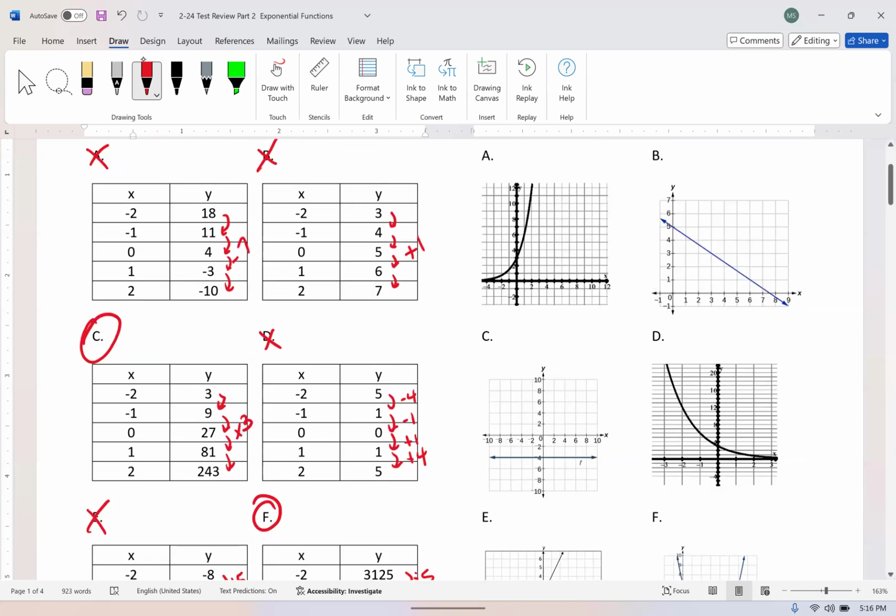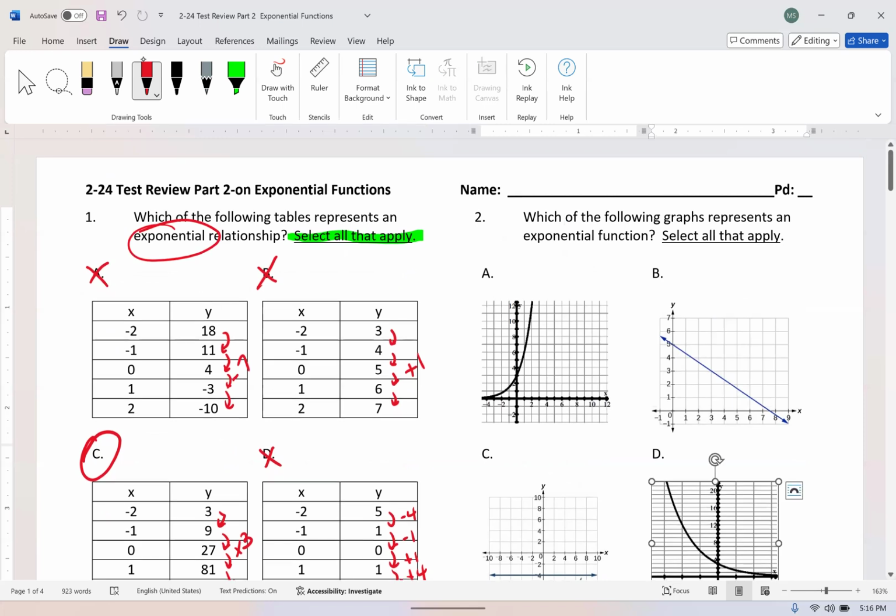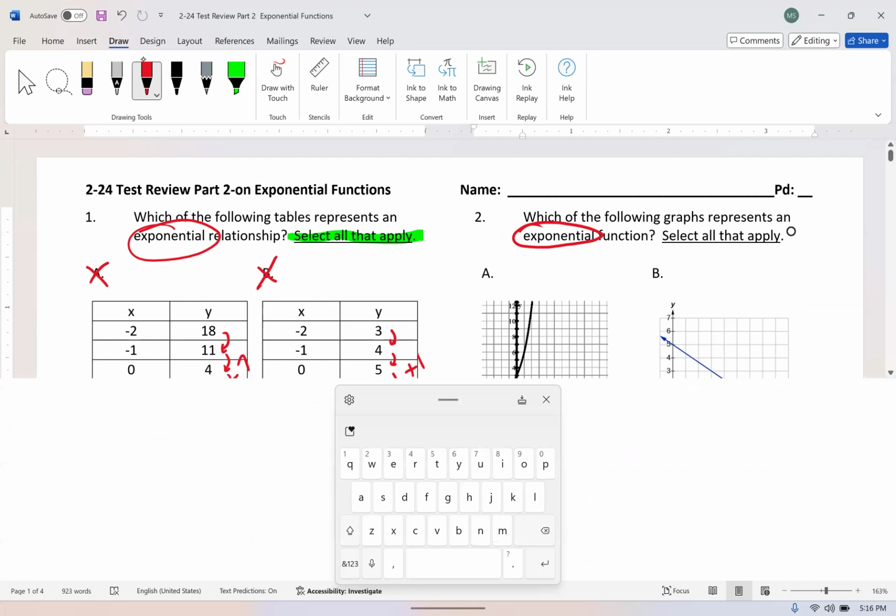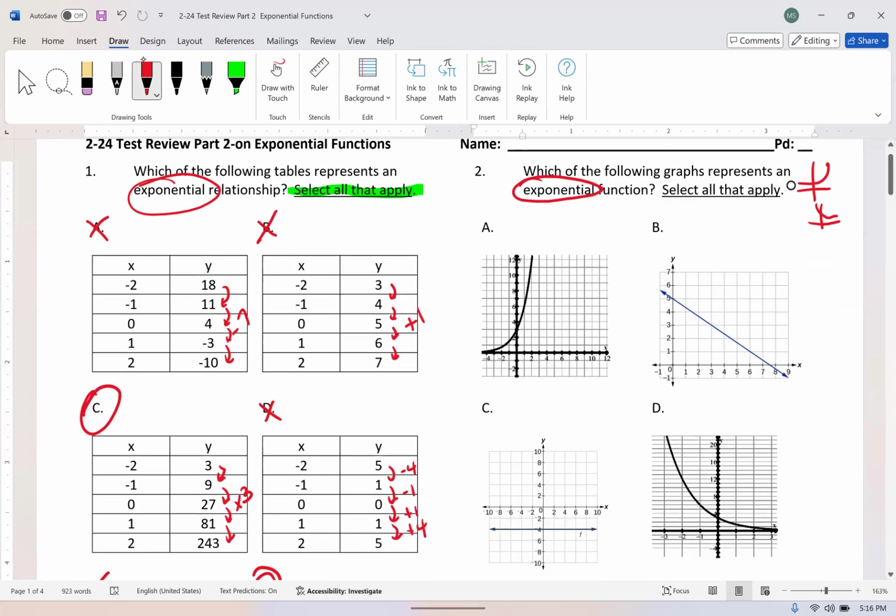All right, let's look at now number two. Again, we are looking for which graph is an exponential function. Now, an exponential function graph is either going to look like something like this, or it could go down like this. Okay, so it's a curve like that, but it's either going up or it's going down. So let's look at the first one. Clearly, that matches the shape of the graph. So A is exponential.